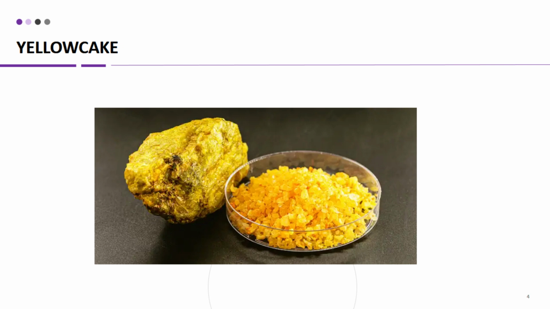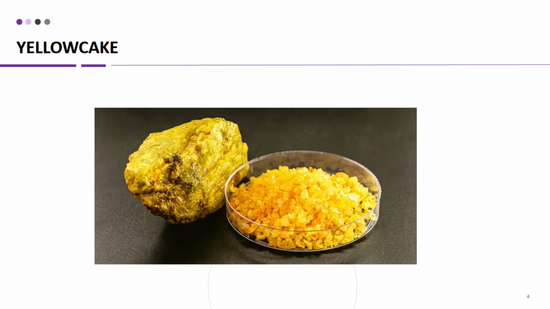The production, handling, and transportation of yellowcake are regulated by national and international authorities, including the International Atomic Energy Agency, IAEA, and national regulatory bodies. These regulations aim to ensure the safe and secure handling of uranium and its products, including yellowcake, throughout the entire nuclear fuel cycle. Overall, yellowcake is a critical intermediate product in the process of producing nuclear fuel.